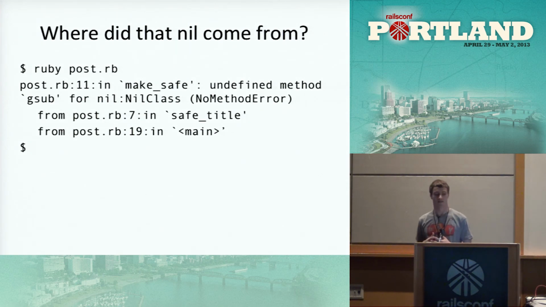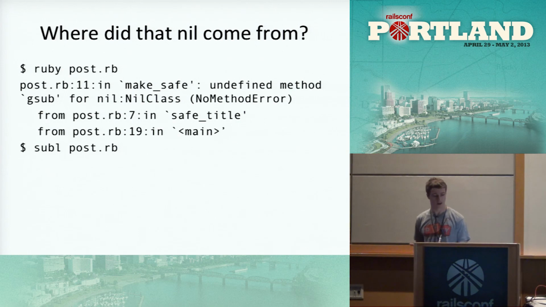So I tried running this, and you can see this exception has happened somewhere deep inside. On line 11 in make_safe, I'm calling gsub on nil. Anyone else called gsub on nil recently? Yeah. And this problem is probably not caused by line 11. I didn't just write nil.gsub in my code. The actual problem is probably somewhere around line 7. But this whole thing is being kicked off from line 19. So let's have a go at debugging it.